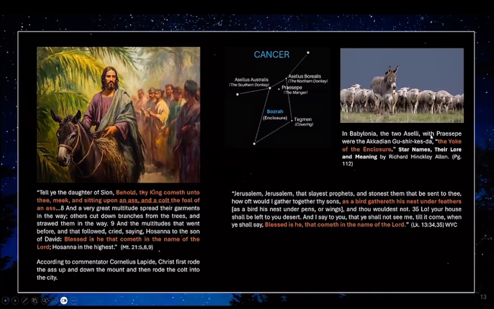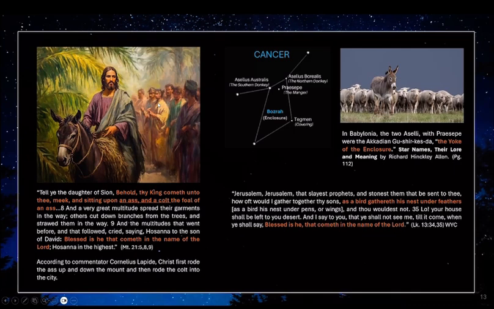In Babylonia, the two Asili with Prasipi were the Akkadian, and I'm not going to even try to pronounce that, but it means the yoke of the enclosure. Star Names: Their Lore and Meaning by Richard Hinckley Allen. He's one of the authors that I trust far more than anyone else who defines the star names. He gives you the actual meaning of the star names in different cultures and languages, what they literally mean. So I go there a lot to verify some of these names, and I'll also go to Arabic dictionaries to look at their definitions. But I see these donkeys in association with the coming of the Messiah.